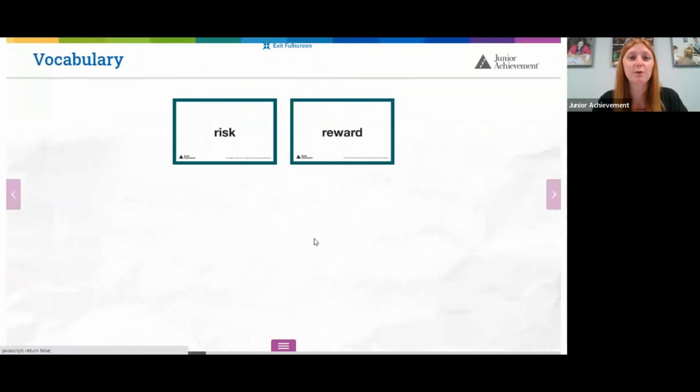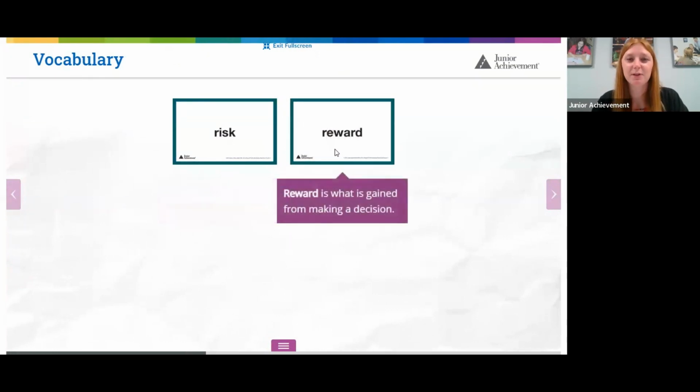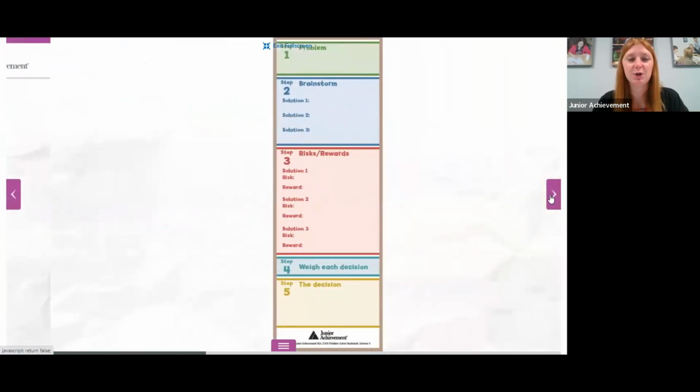Then we're going to go over some vocab words. Again, for this, I would invite 2 students to the board to be my vocab experts. I would ask one student what they think risk means. I would have them give a definition, and then they can click the board to reveal what it means. I would then have the other student define what they think a reward is, and then have them click to show the definition.